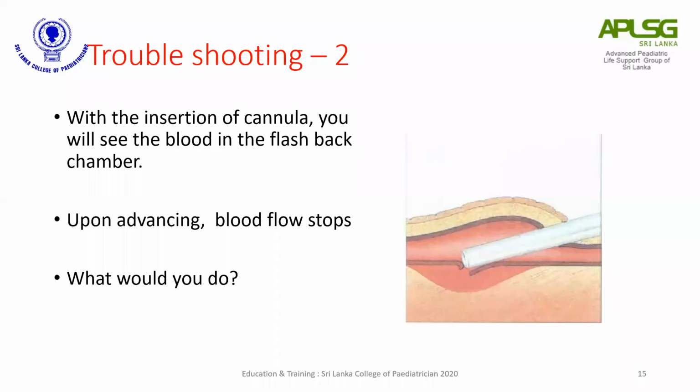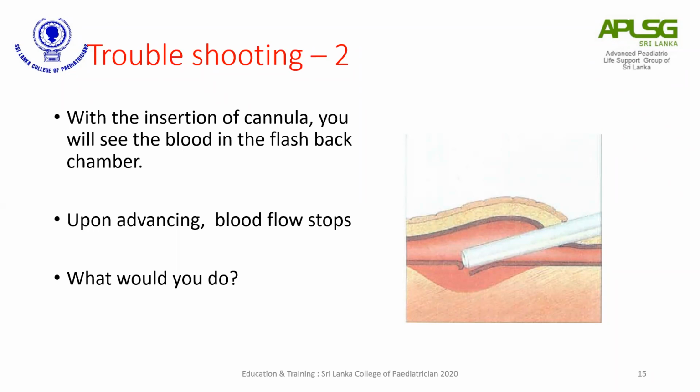The next problem that you may have encountered is, with the insertion of the cannula, you will see the blood in the flashback chamber. But upon advancing, you realize the blood flow has stopped. So what would have happened here? As you can see, this is a kind of through and through. The cannula has gone through and through.